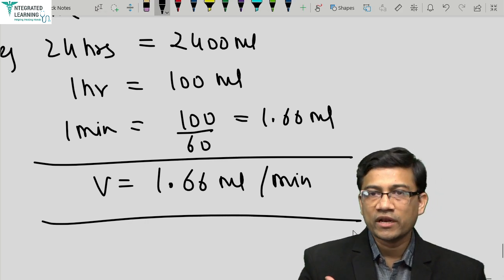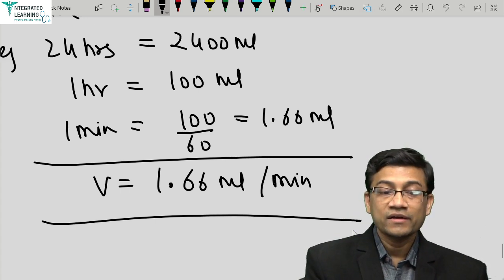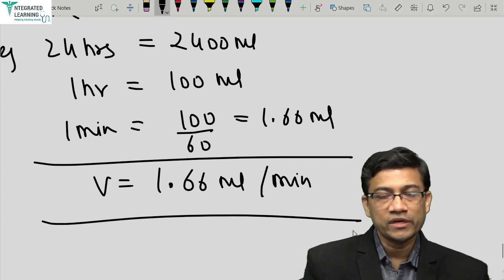So now you can calculate clearance for any substance. Just take the urine sample and blood sample, and get the V from the 24-hour urine collection.